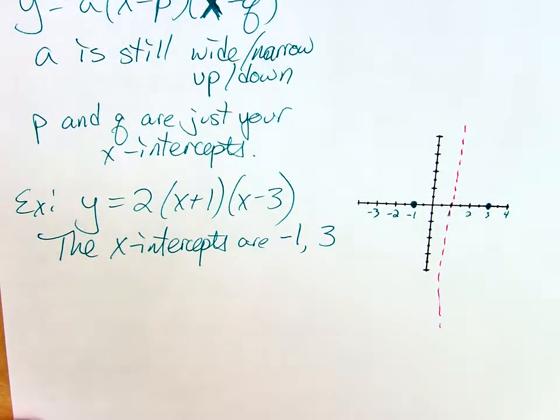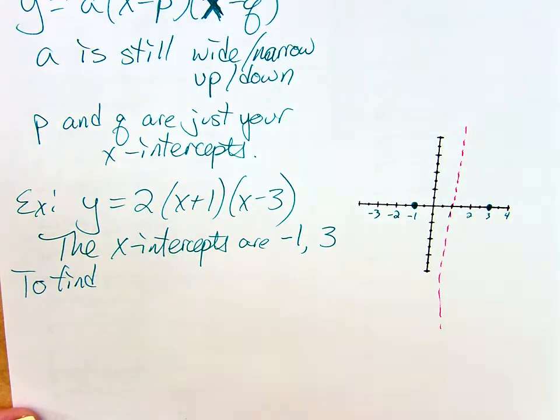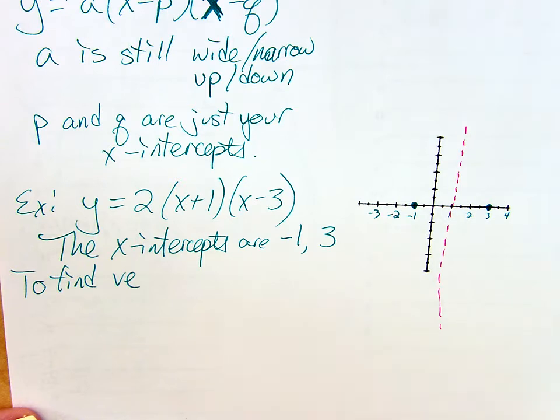Exactly. So, to find the vertex, who else needs this? Everybody over there. Can they catch? No, could you kindly walk it over?